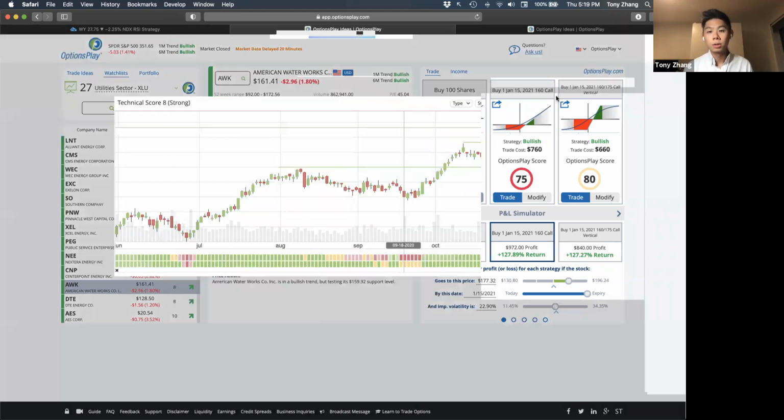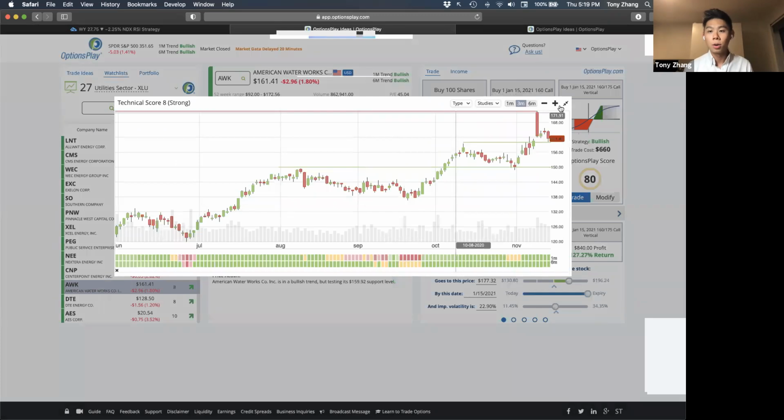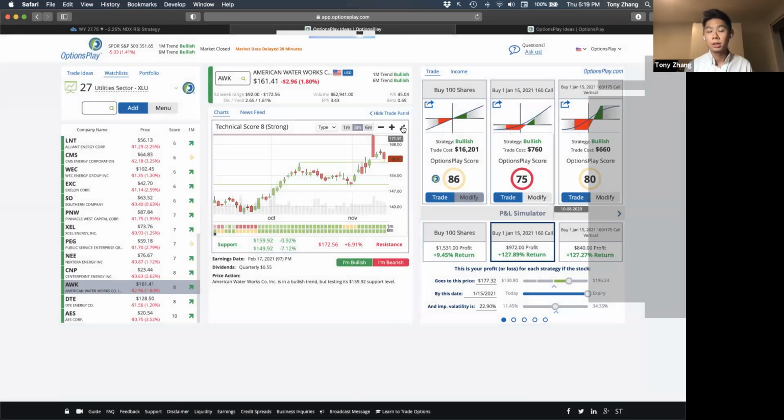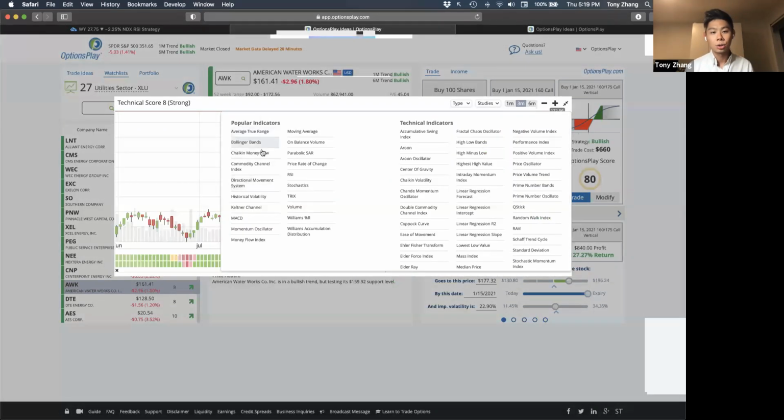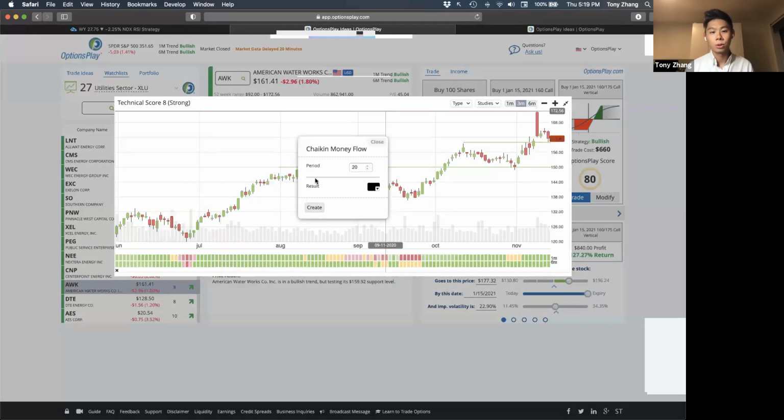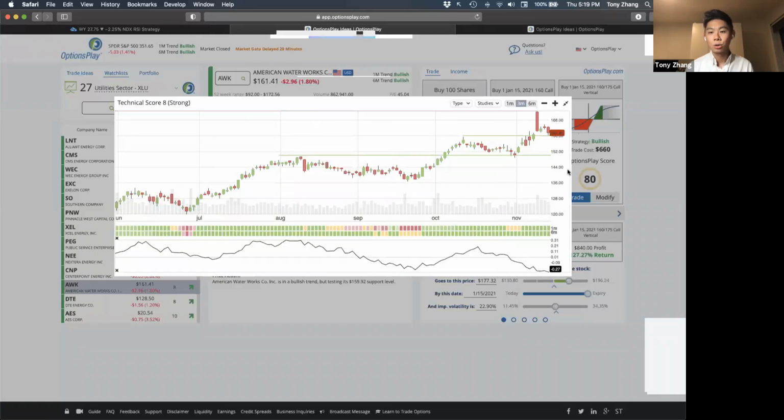Oh, you're referring to... no, you have access to it as well. You see there's a little expand button here on your chart. You can click on this and add studies to it. If you want to use Chaikin Money Flow, you can add that to your screen.